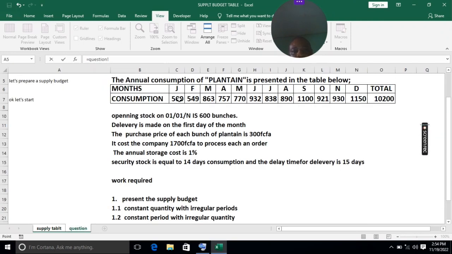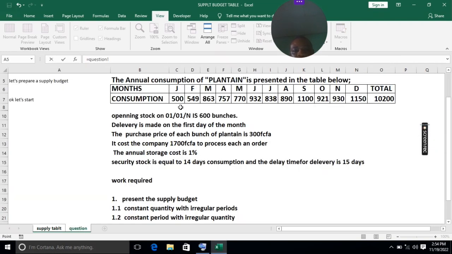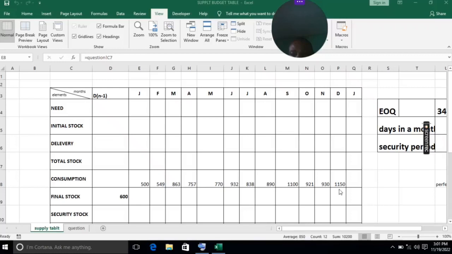Since we are working with Excel, you click there, you take, no, we are in the wrong place. Start from January, enter the equal to sign. We go to the question, we select January, and you hit enter. It copies it there, and we copy it right across. Now that we have our consumptions, let us go ahead and calculate our security stocks.